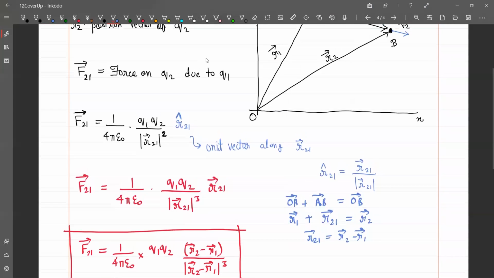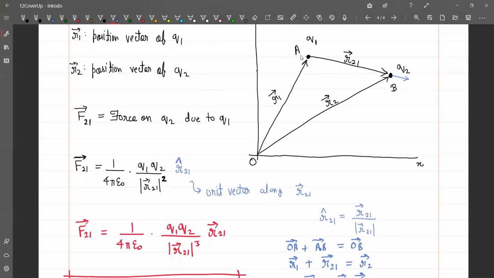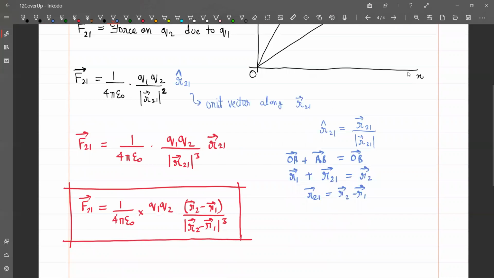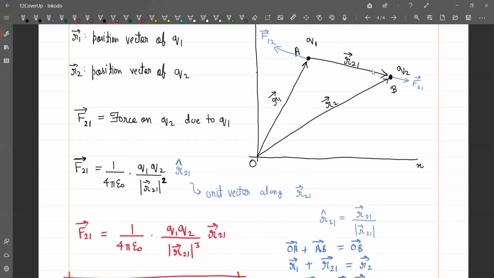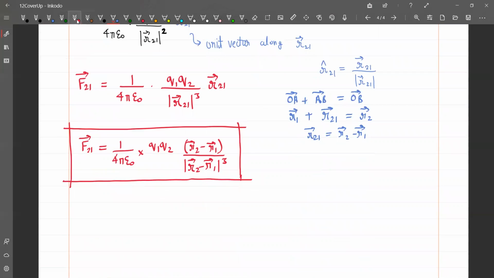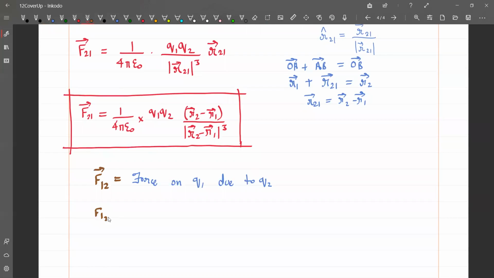Similarly, we can write force on charged particle 1 due to 2. This was force on charged particle 2 due to 1. So see, the magnitude is equal, but the direction is opposite. So we can write force on charged particle 1 due to 2, force on Q1 due to Q2, as the negative of force of 2 due to 1.